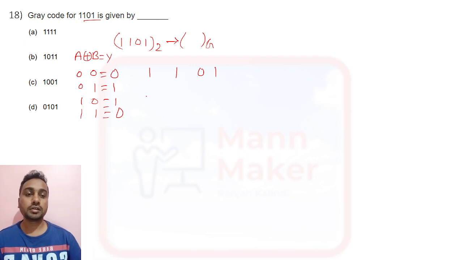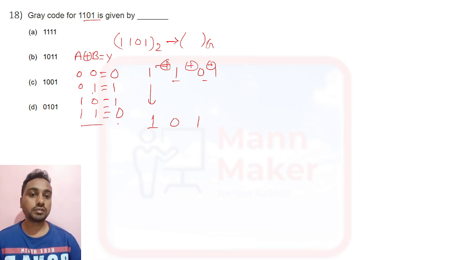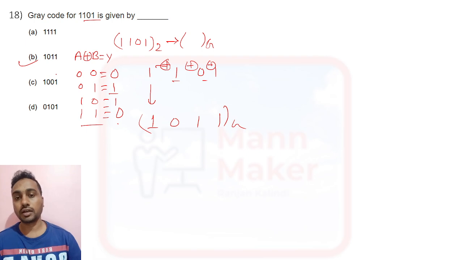So here, this is 1 1 0 1 in binary format. For conversion to gray code, the MSB you have to write as it is. So 1 will become 1. Now here you need to apply the XOR operation. 1 XOR 1 is 0. Then again 1 XOR 0 is 1. Then again 0 XOR 1 is 1. So this is your gray conversion of the binary code. Option B is the right answer.